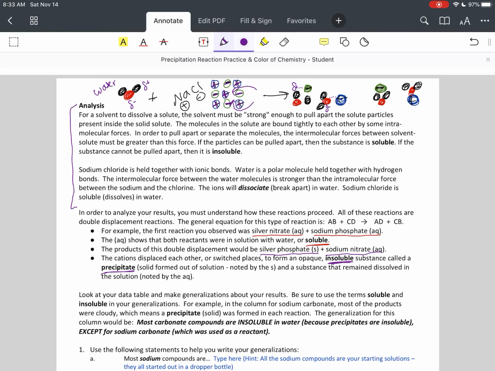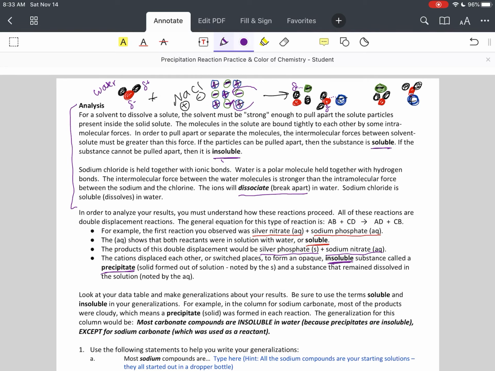This is how salt is able to dissolve, because it can dissociate or break apart into smaller or individual ions instead of being this large lattice structure. So that's what we're talking about when we're saying something is soluble and insoluble. And remember, when we say dissociate, that just means that it breaks apart into smaller particles.